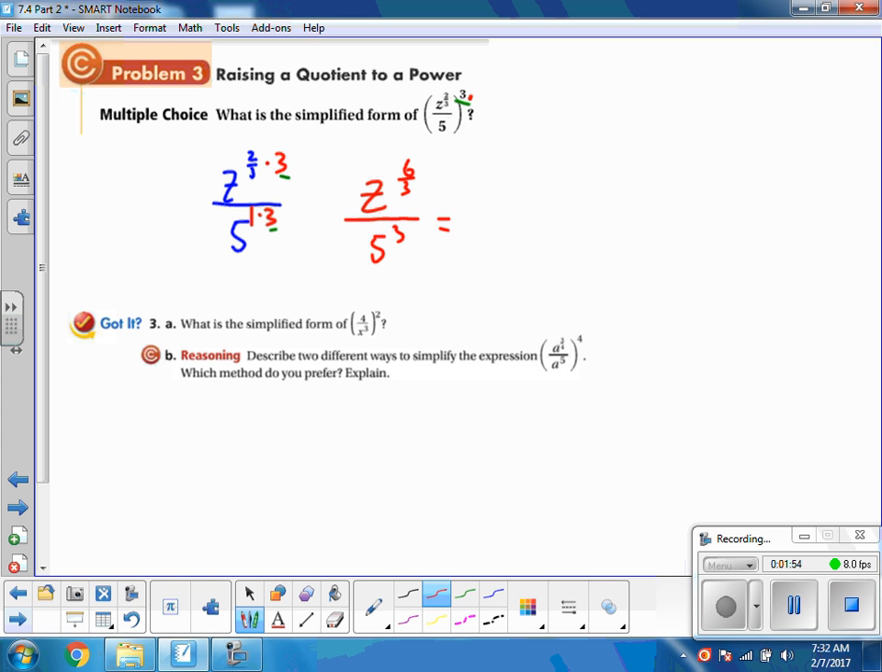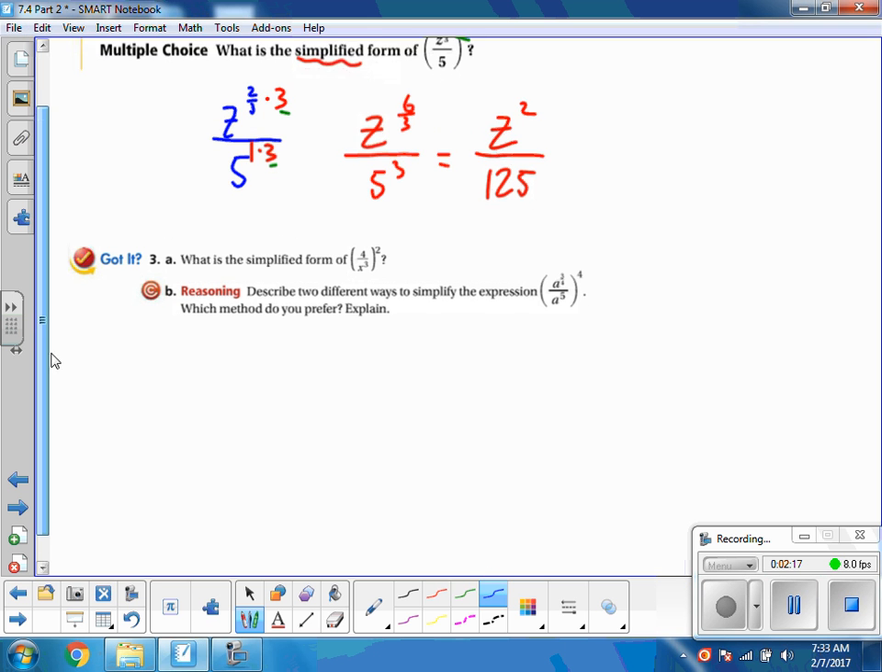And now remember, I'm simplifying this. So I'm going to keep simplifying. So z to the 6/3, that's actually 2. And that's staying there. And 5 to the third power is 125. Now this is fully simplified. I'm going to quick look and see if I have any negative exponents that I need to relocate, and I don't.